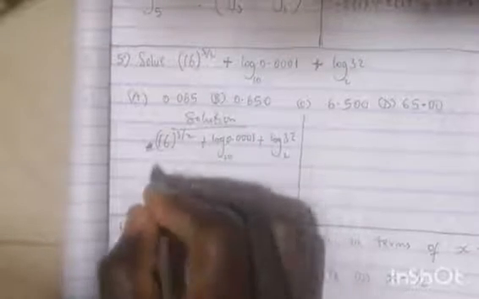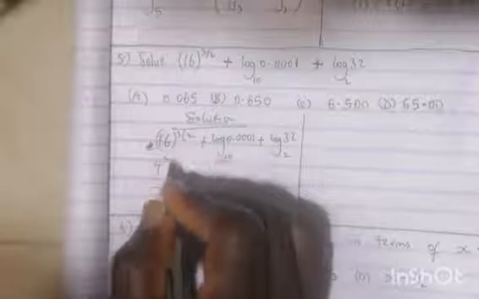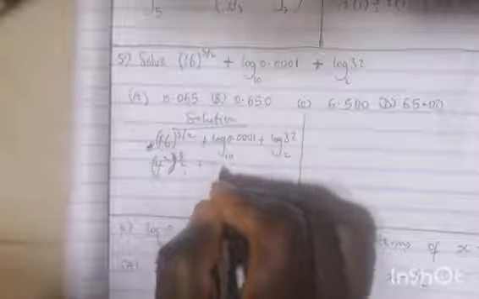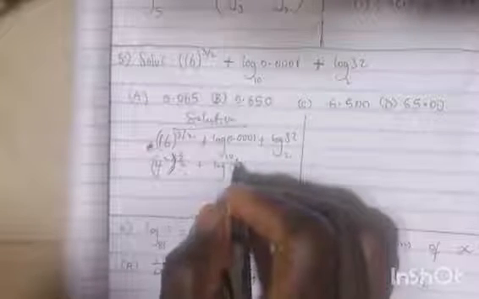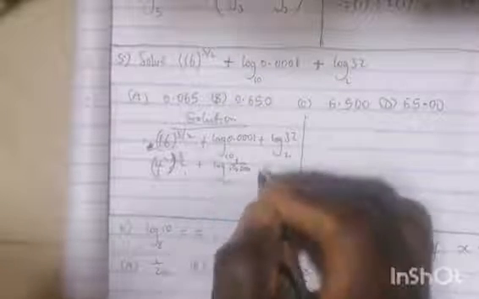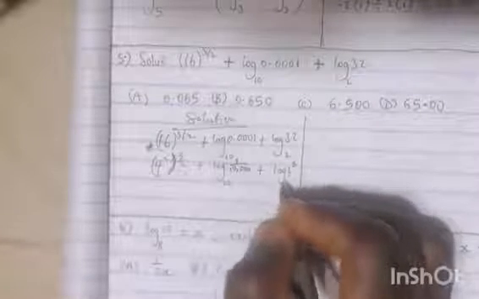Then I can say that 16 will become 4 square, because of this power here, that will be times 3 over 2. So we have 4 square raised to the power 3 over 2 plus log, this one will give me 1 over 10,000 base 10, plus, this also will give me log 2 raised to the power 5, since 2 raised to the power 5 gives us 32, and then base 2.